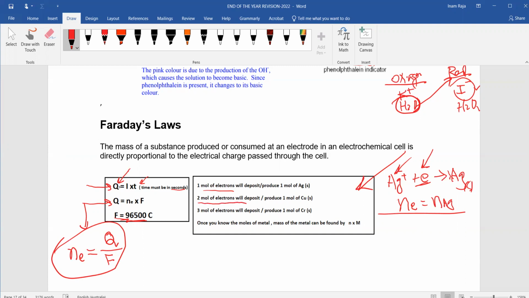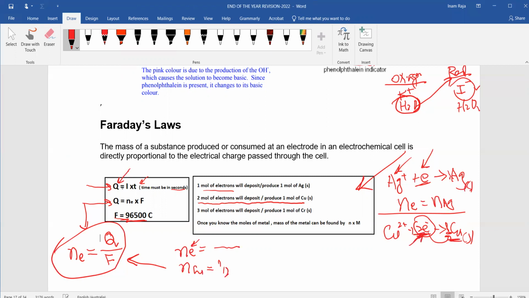Similarly, 2 moles of electrons will deposit 1 mole of copper. Why? Because the copper equation is: copper plus 2 electrons becomes copper solid. So for each 1 mole you want to deposit, you need 2 moles of electrons. So whatever number of moles of electrons you find for copper, the number of moles of copper would be half of that. Why? For each 2 moles of electrons you deposit 1 mole.